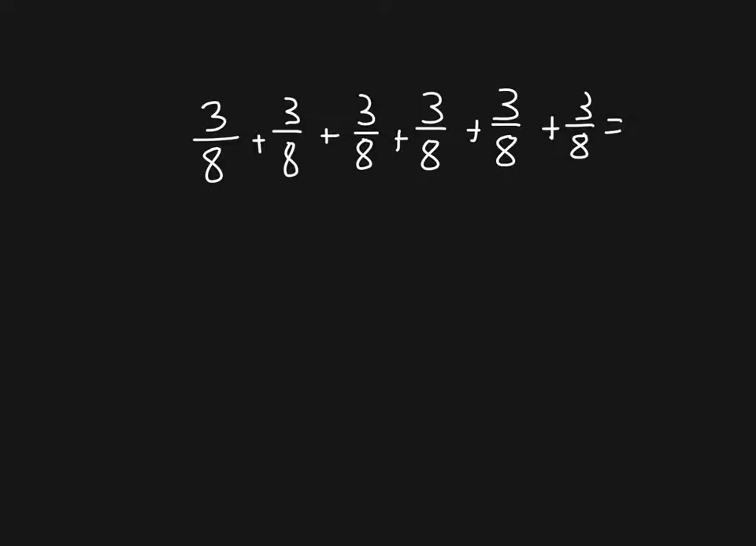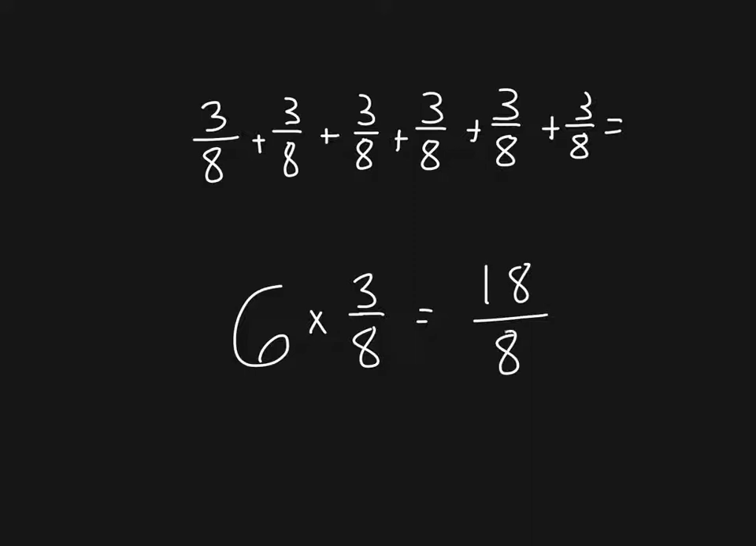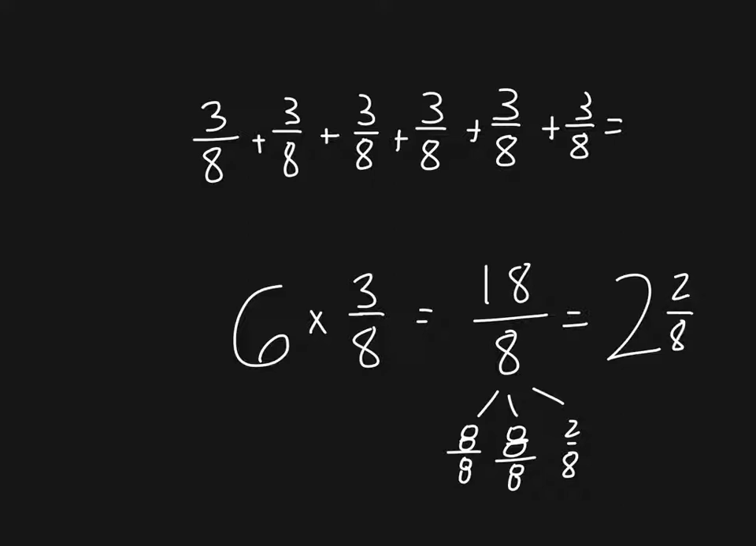Hopefully after you solve this, you saw that we have 6 equal groups of 3/8, which gives us a total of 18/8. To turn that into a mixed number, I can decompose this 18/8 into 2 groups of 8/8. And then I would have 2/8 left over. So my answer would be 2 and 2/8. I can also put that in simplest form as 2 and 1/4.